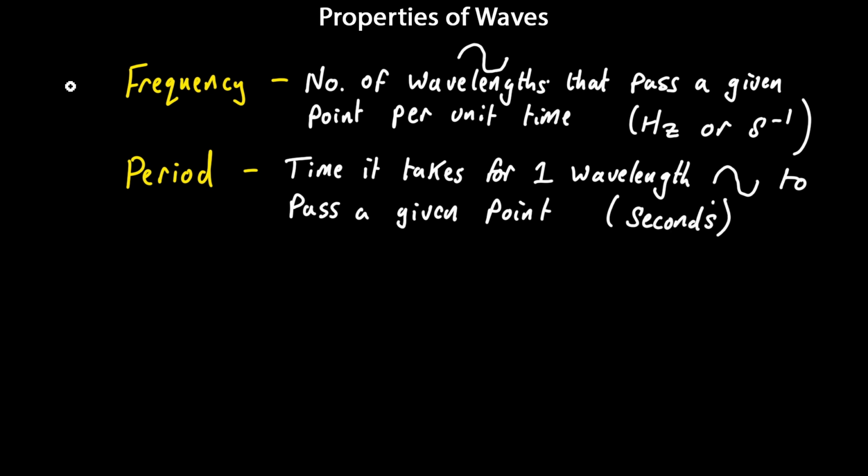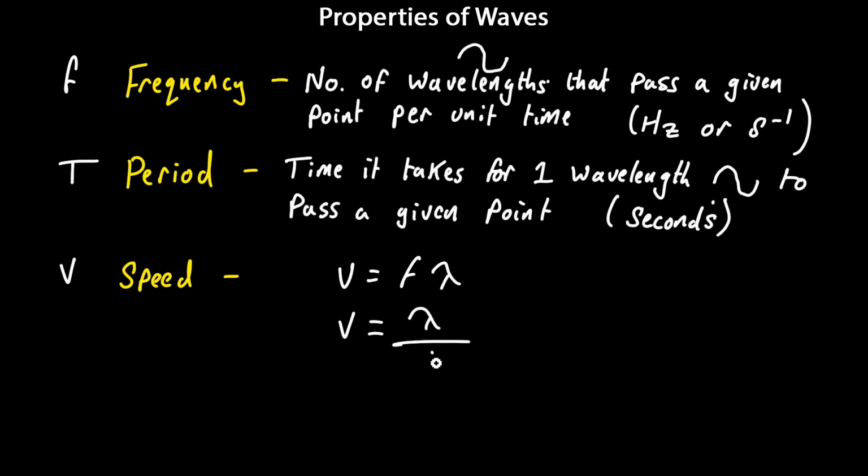Now, to measure the speed of a wave, either a transverse or a longitudinal wave, we can use one of two formulas. The first formula is that the speed of the wave, v, is equal to the frequency multiplied by the wavelength. Or we can find the speed of a wave by dividing its wavelength by its period.